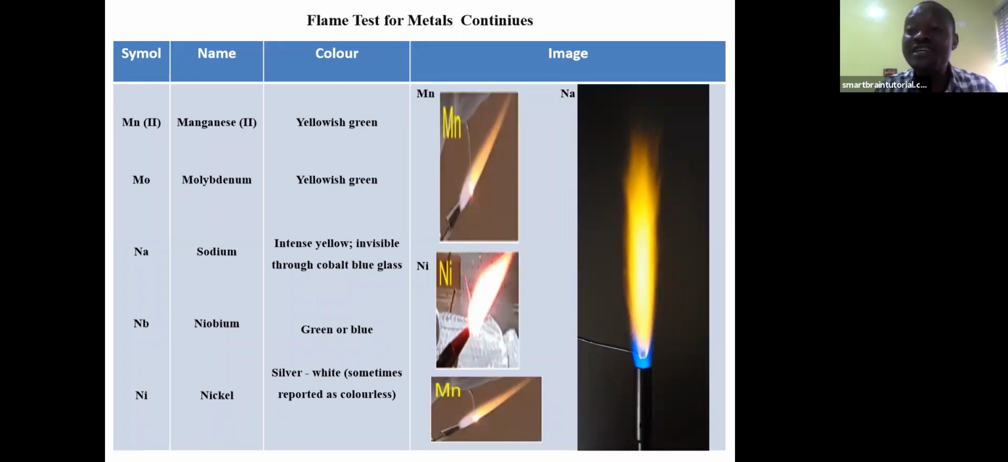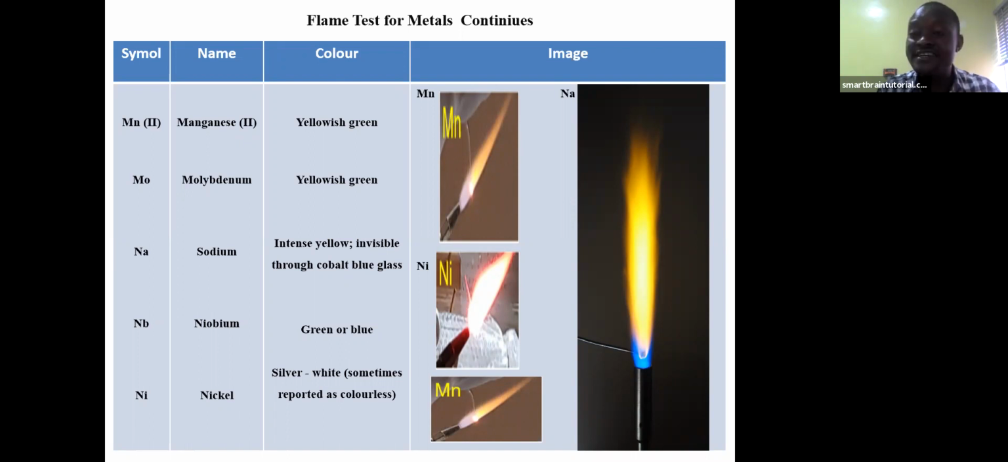Sodium will give you intense yellow, invisible through cobalt blue glass. If you expose sodium through a cobalt blue glass, it will not show. That is why it is used to filter off sodium when sodium stains other elements. There is contamination of sodium in another element, and you want to test that element that has sodium contaminant, you now expose it to cobalt blue glass. It will filter off the flame color of sodium, now enabling you to detect and analyze the presence of the other element.